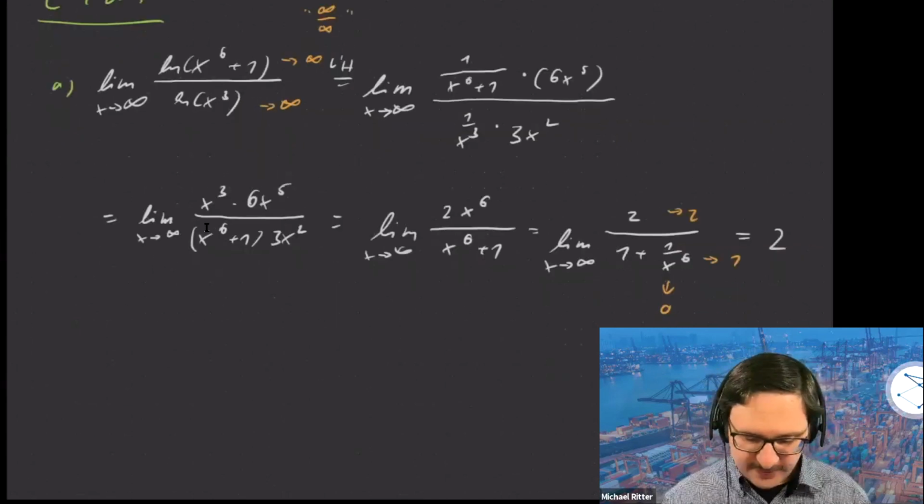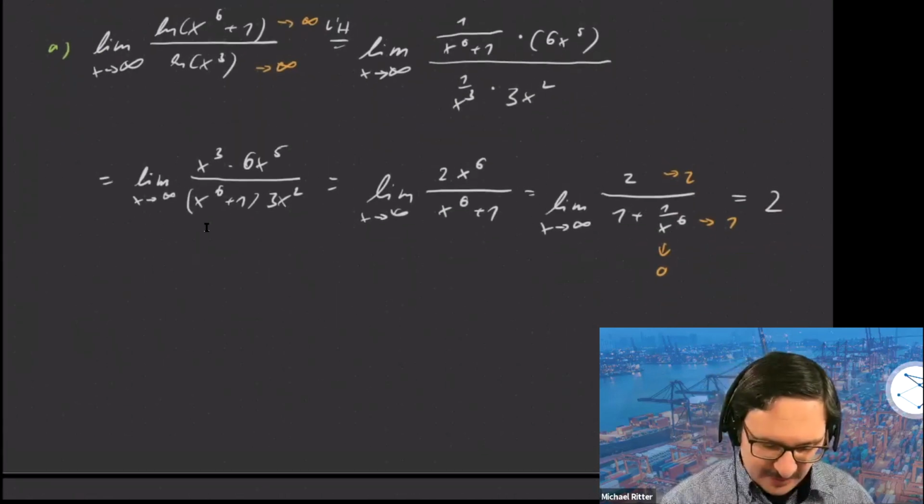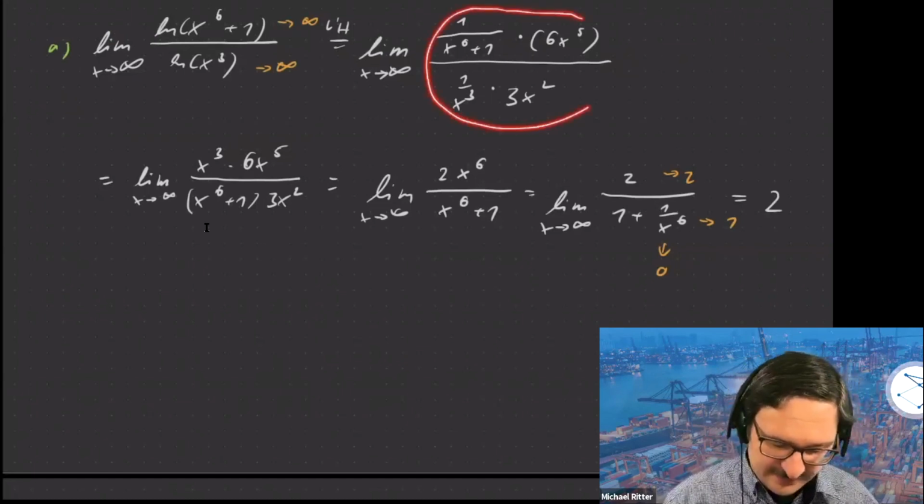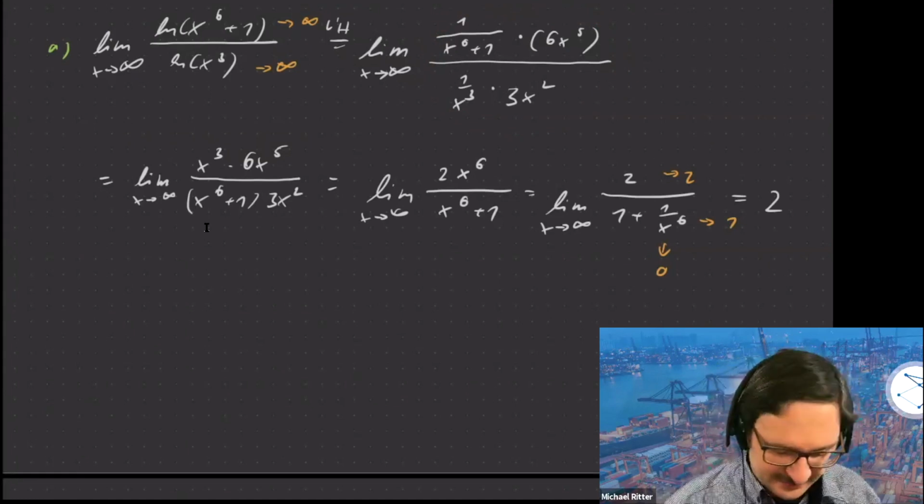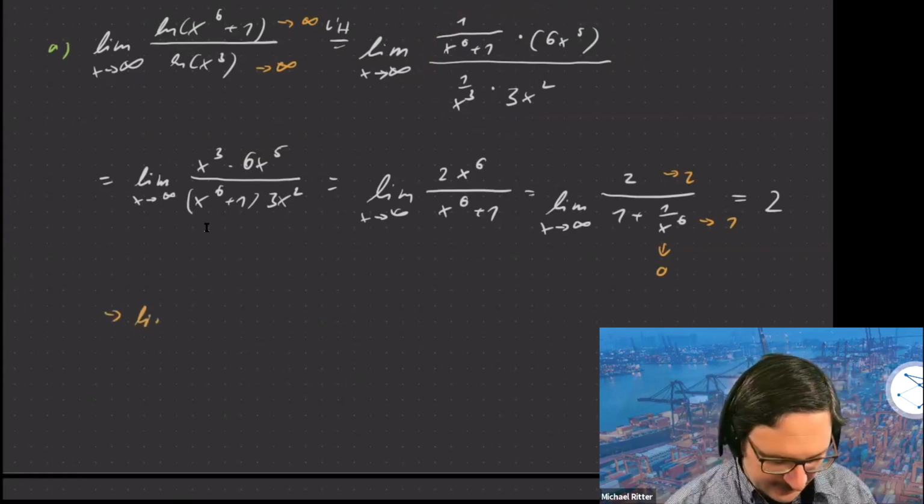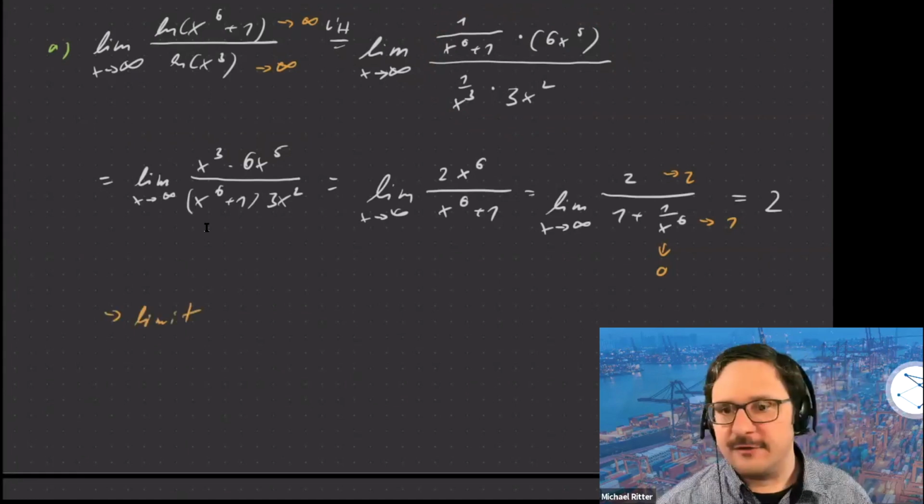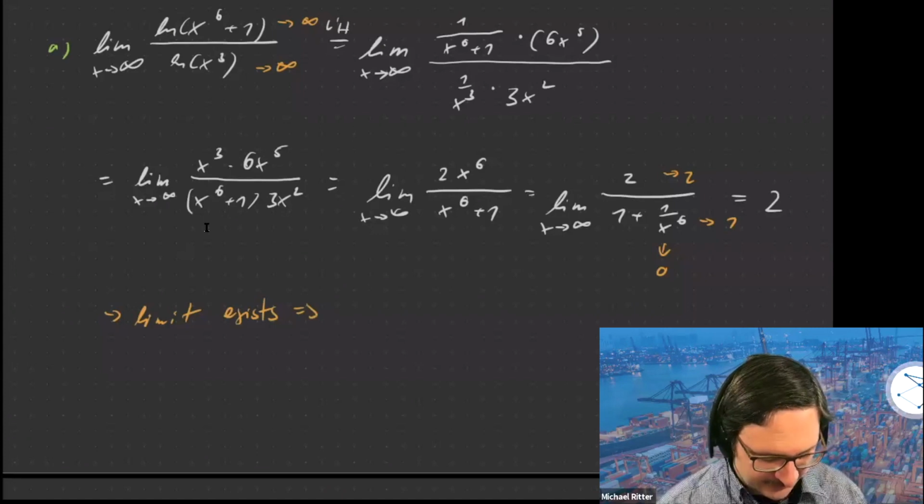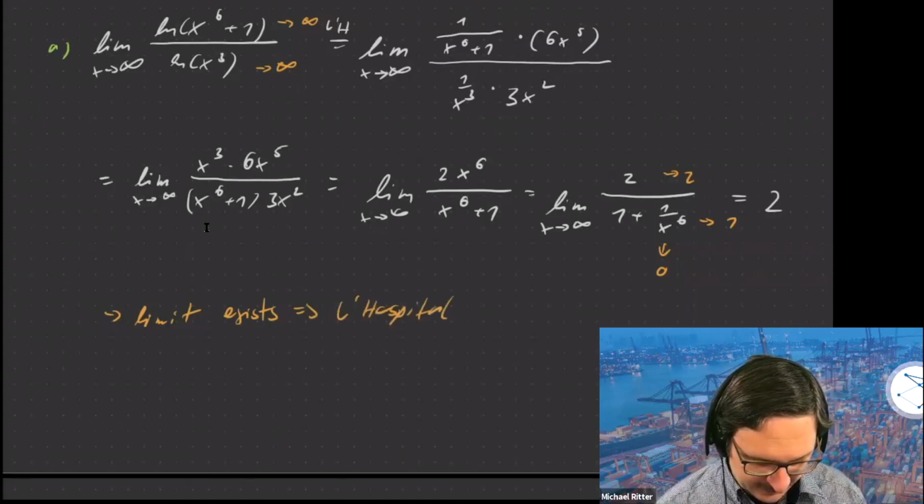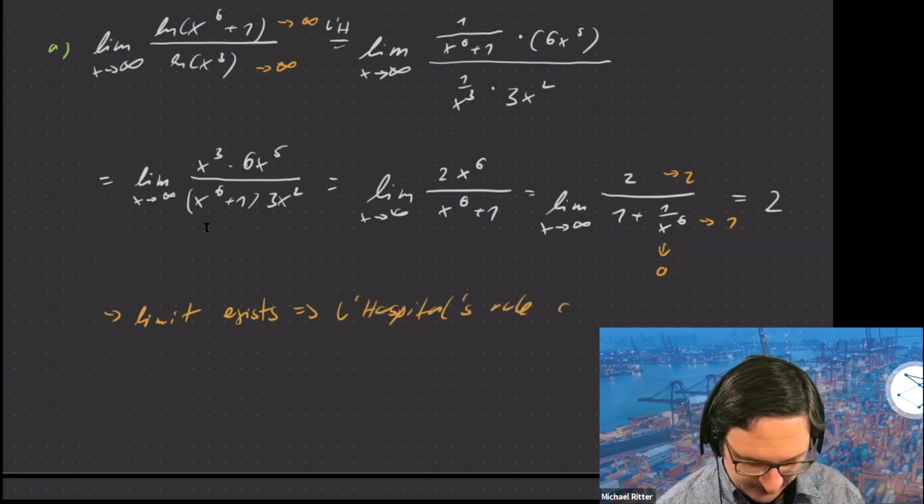What is important is to remark that obviously that limit exists. So after this L'Hopital step here, the new limits actually exist. That justifies the application of L'Hopital's rule. So the limit exists, and that means L'Hopital's rule can actually be applied.